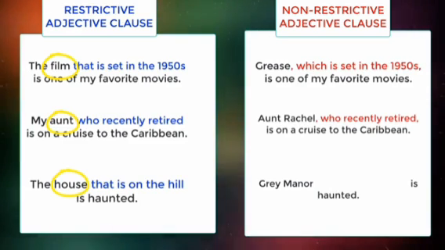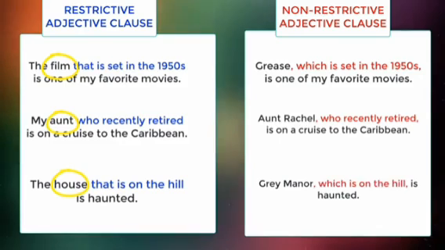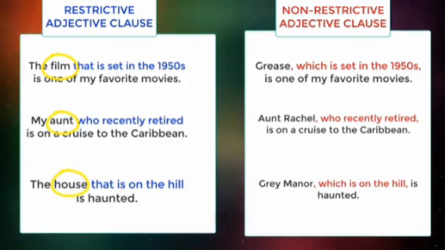The Gray Manor, that is in here, is haunted. We can omit that adjective clause, because the Gray Manor is already definite, already clear which one the Gray Manor is.